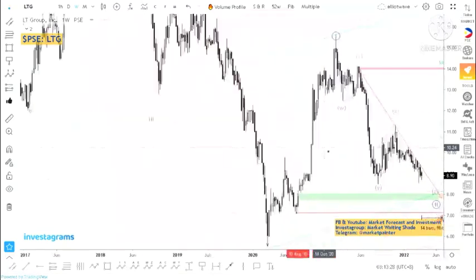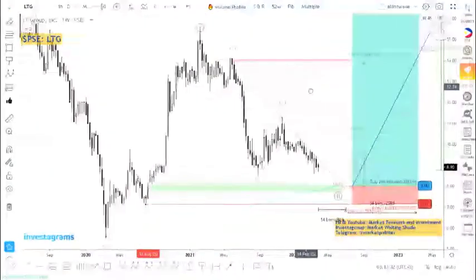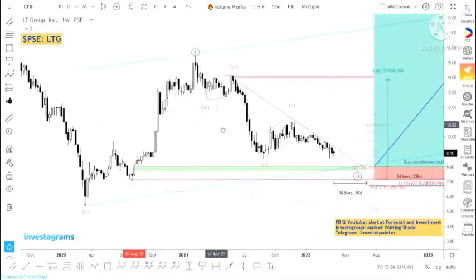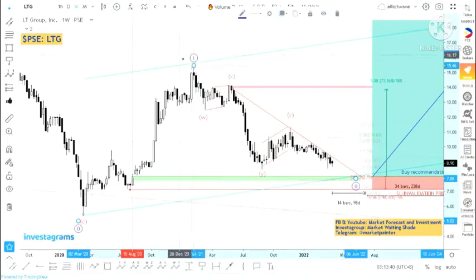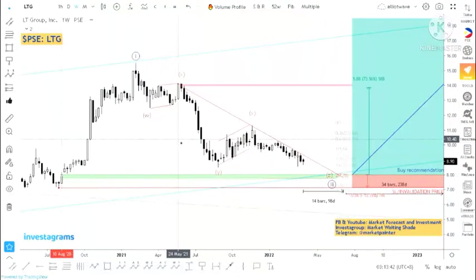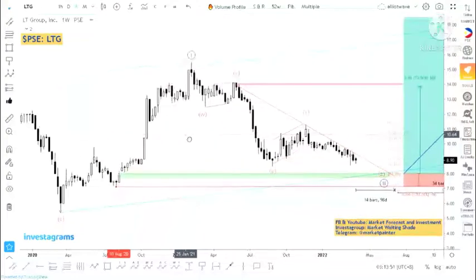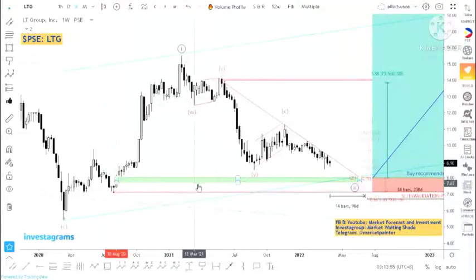So I want to make a video of at least 15 minutes, since I have to make it as short as possible, but the discussion is a little bit heavy right now. So here, this is an actual chart of LT Group Incorporated. We will feature this chart for now.